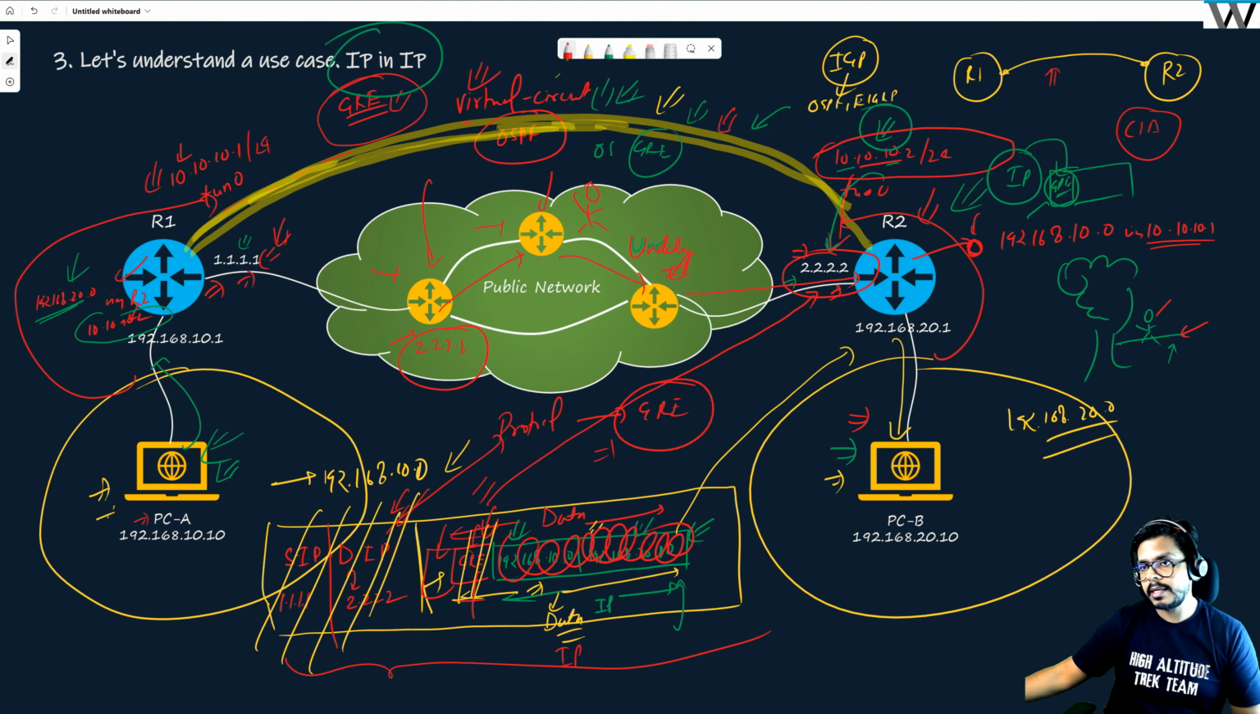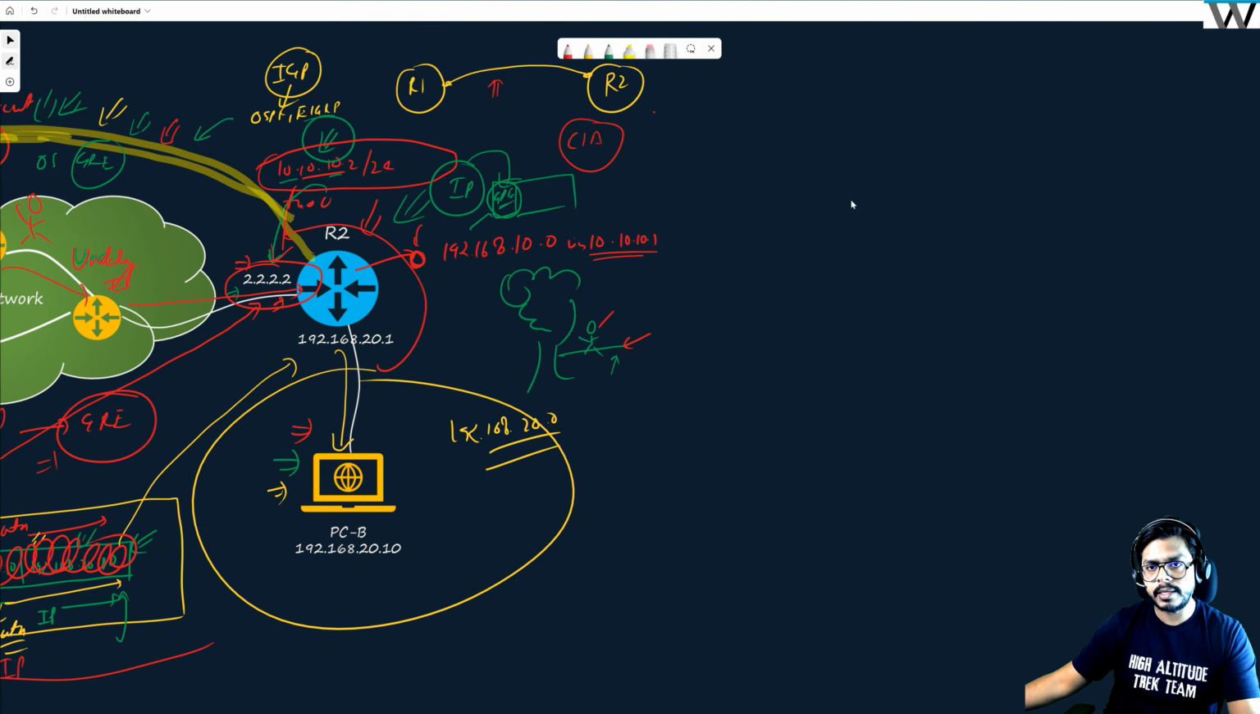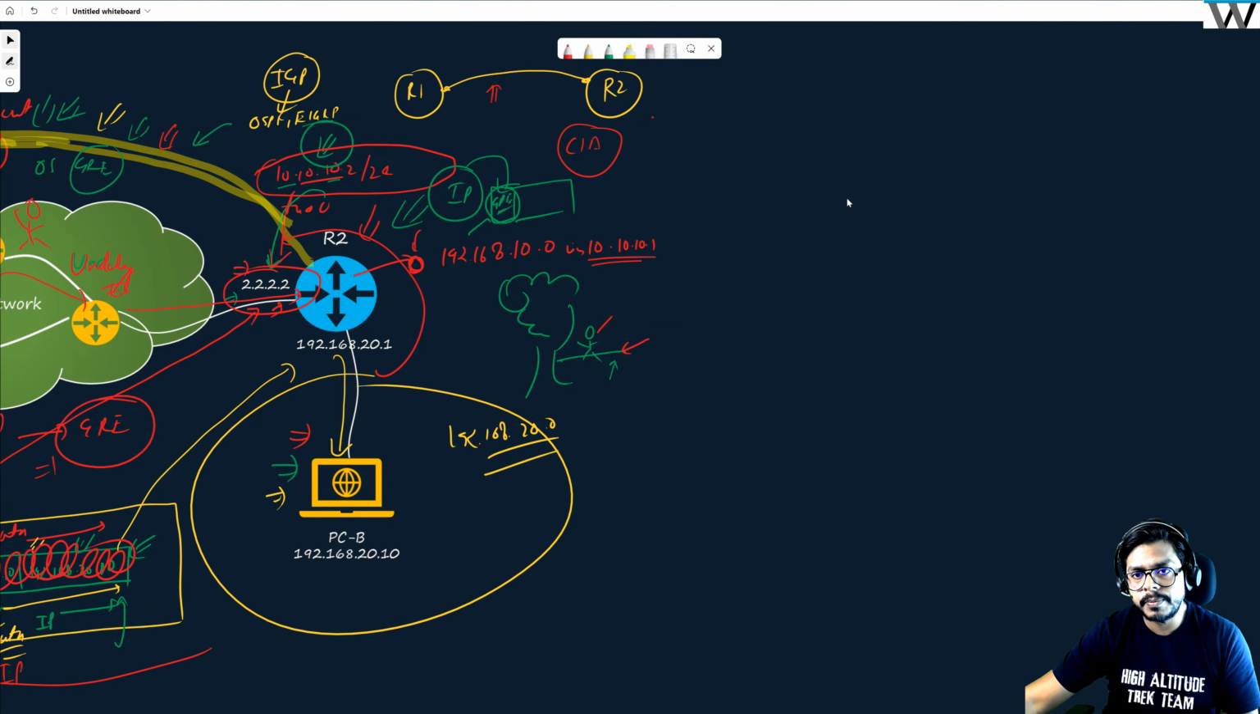Try to understand the order. Previously, the problem was that I was not able to send the packet. Then we brought in the GRE technology. In GRE, what we are doing is taking an IP packet.